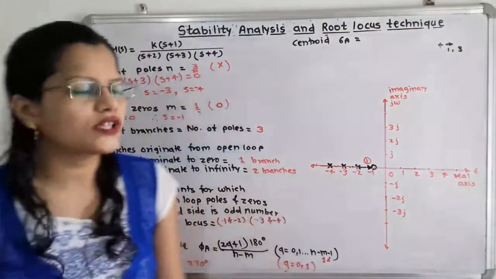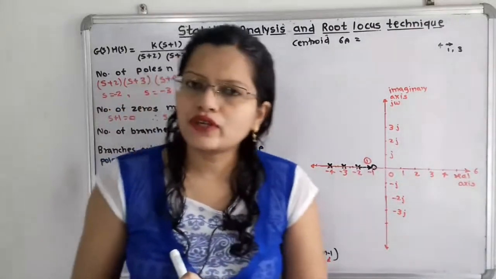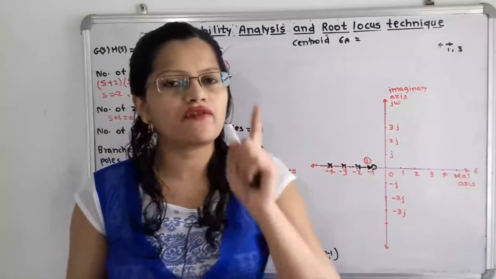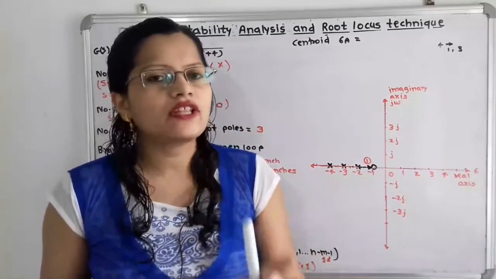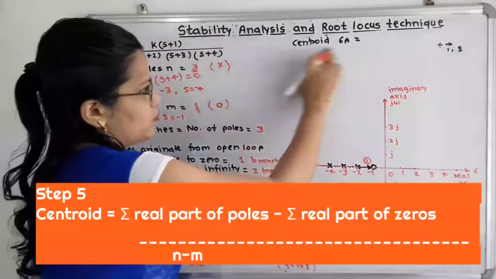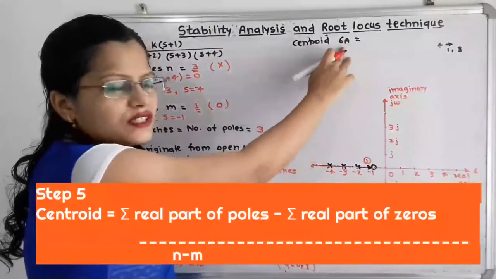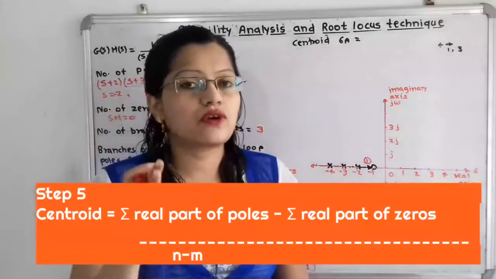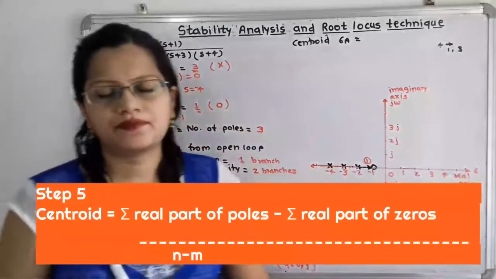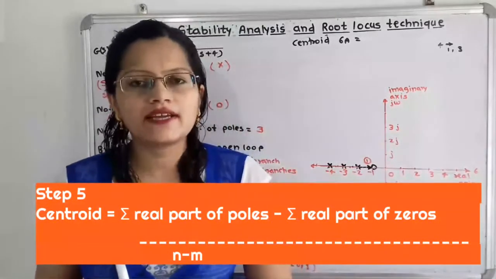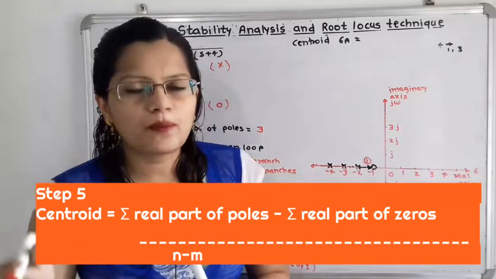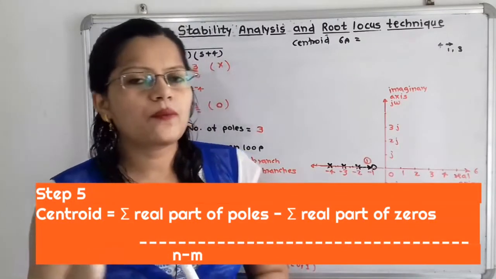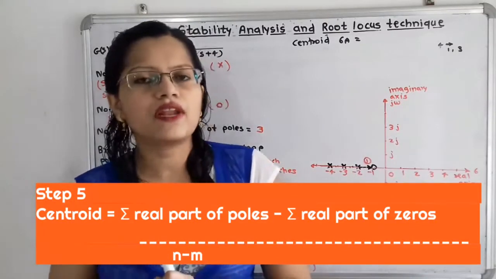But where to draw this asymptote? We don't know from which point on the real axis we have to draw the asymptote at an angle of 90 degree and 270 degree. For that, the next step is to calculate the centroid. The centroid we will denote by the symbol sigma A, that is the point of intersection of the asymptote on the real axis. So what is the formula? The formula is sum of real part of poles minus sum of real part of zeros divided by number of poles minus number of zeros.